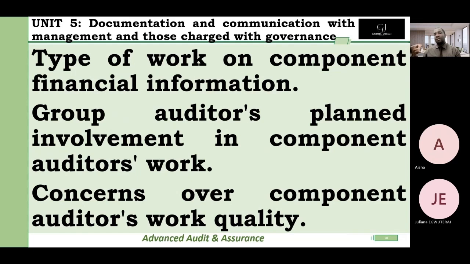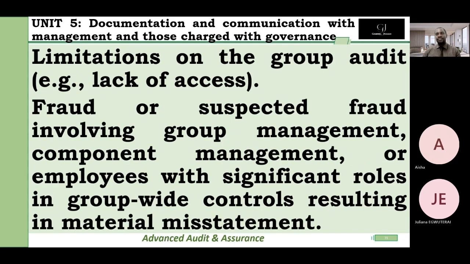So for the type of work on component financial information, the group auditor's planned involvement in the component auditors' work needs to be assessed. Any concerns over the quality of the component auditors' work also need to be addressed by the group auditor. This is very important. Also, limitations on the group audit, for example, lack of access to information or staff, need to be addressed. Any fraud or suspected fraud involving the management of the group or the components, and employees with a significant role in the group-wide controls that may result in material misstatements, need to also be assessed.